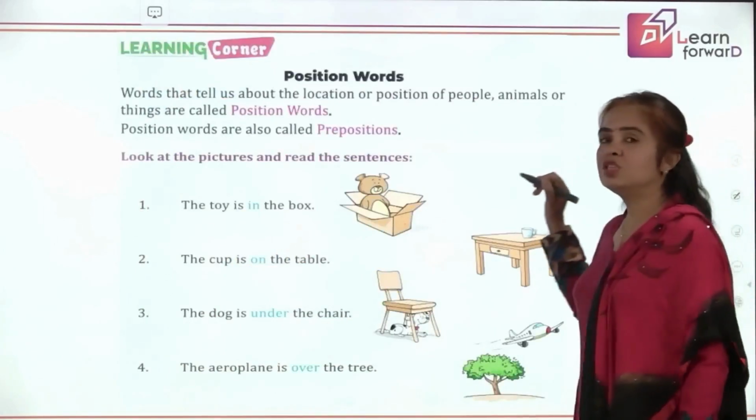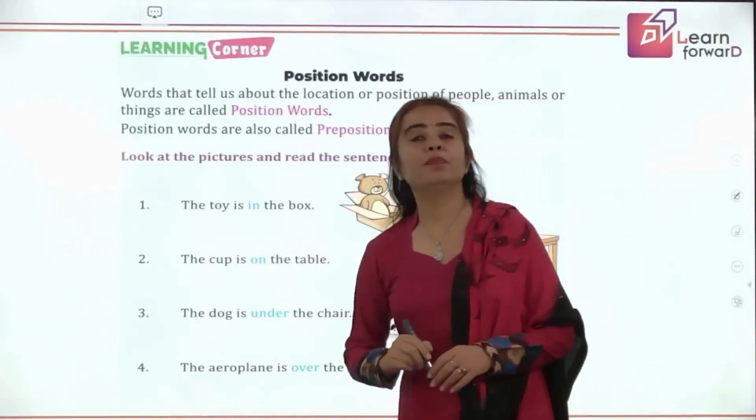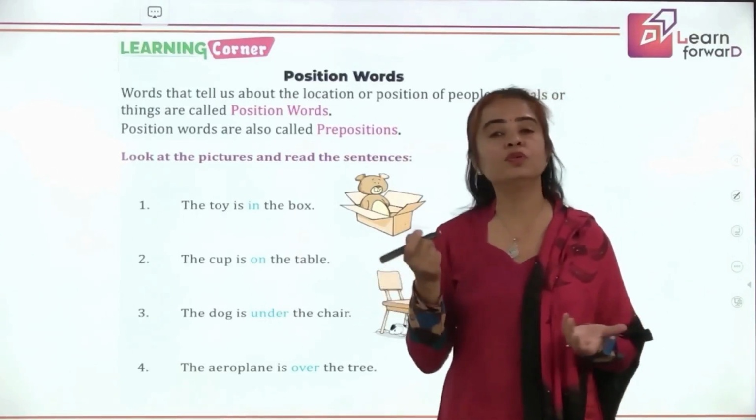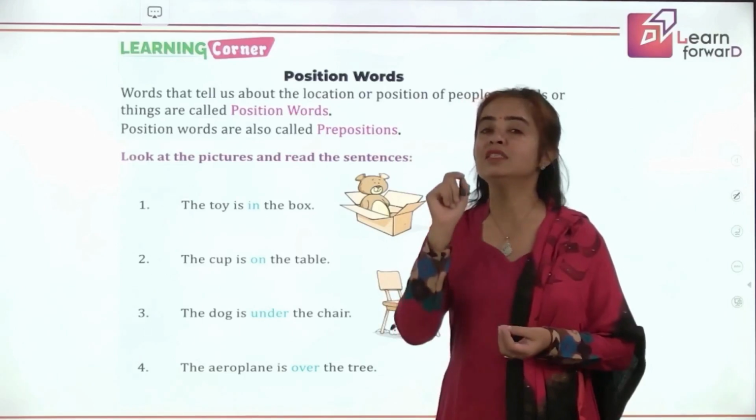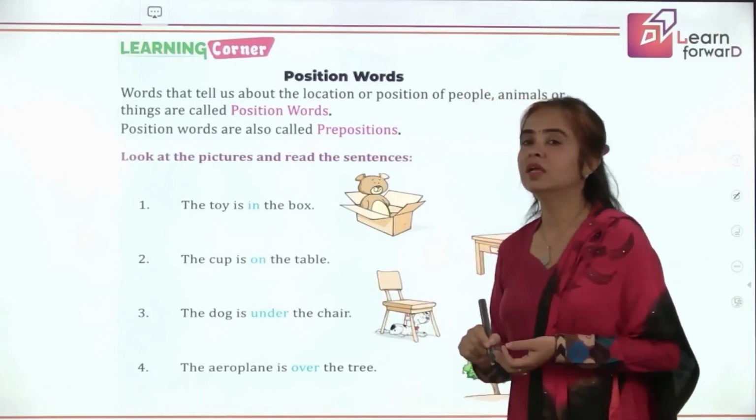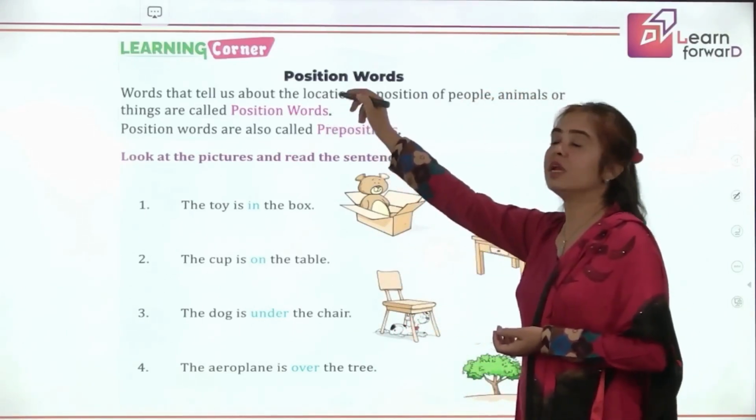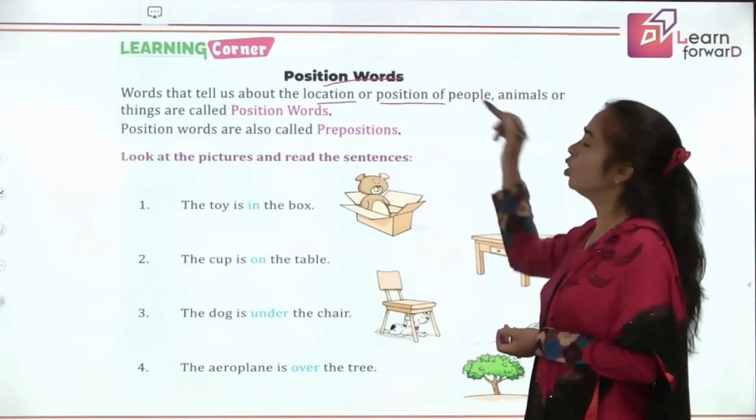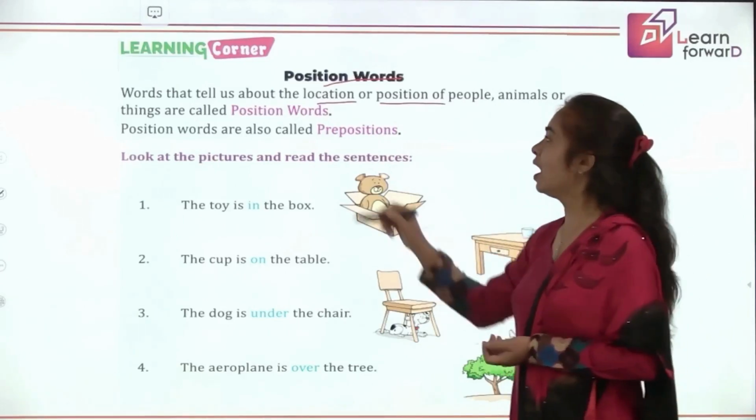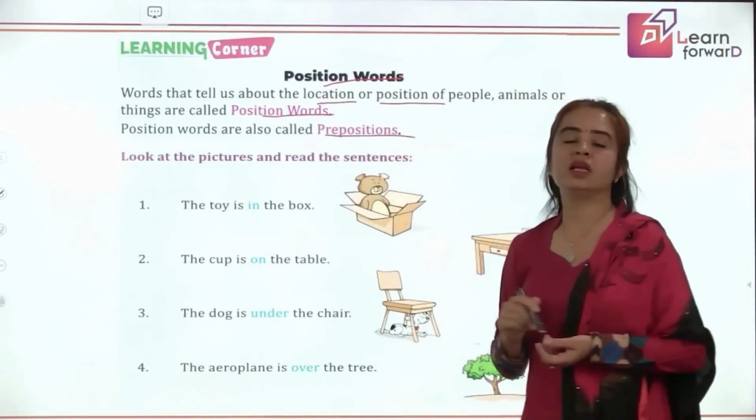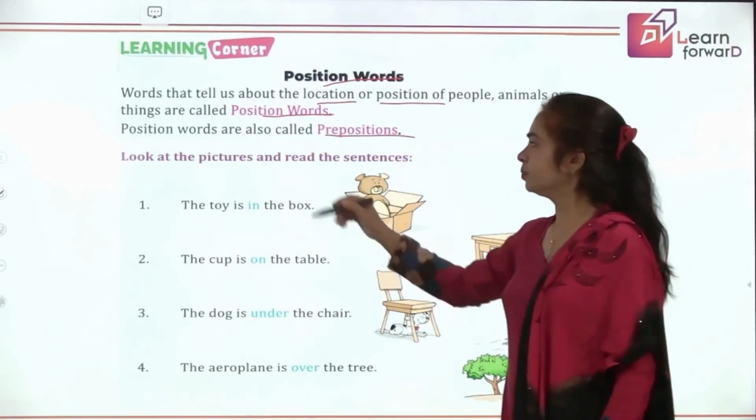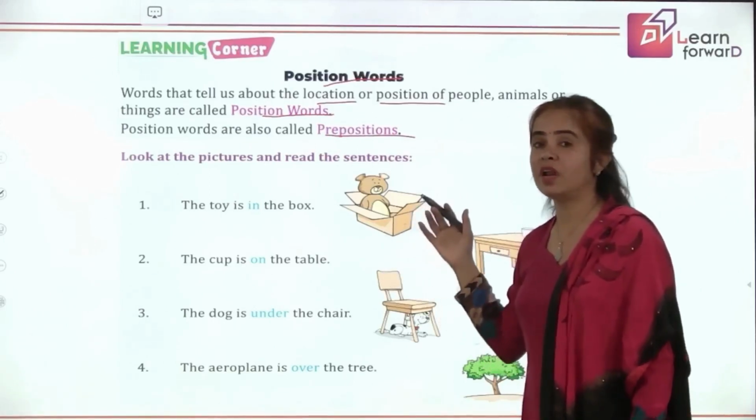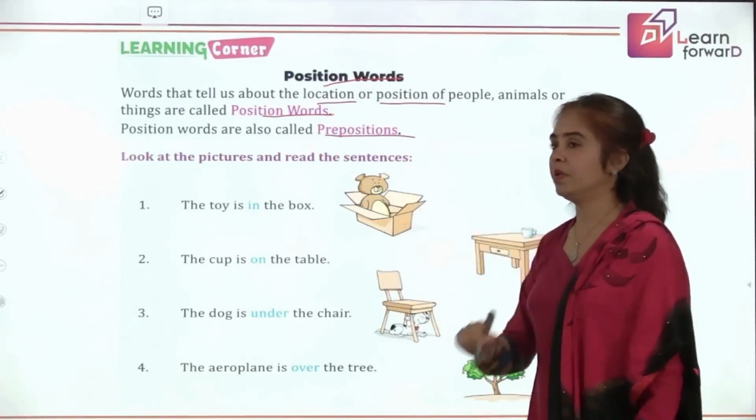So starting with the journey now, we'll be learning about prepositions. And I just told you, it comes from the word itself, position. So the words that tell you the position of nouns, they are called prepositions. They are the position words. So the words that tell us about the location or position of nouns, they are position words, or they are called the prepositions also. Let us see where the different things, where the different nouns are located, and then we'll pin on the prepositions.